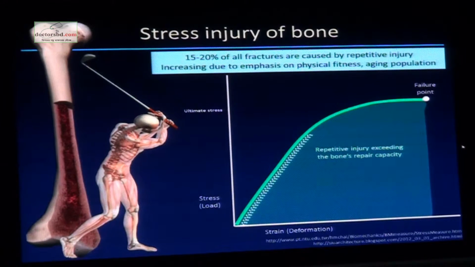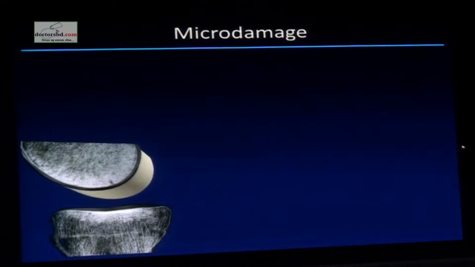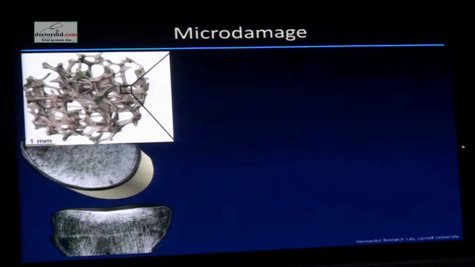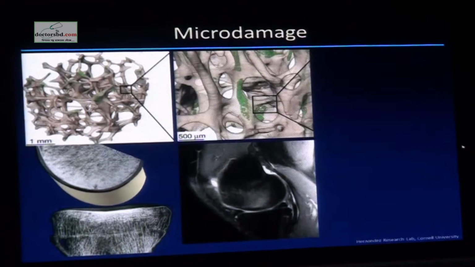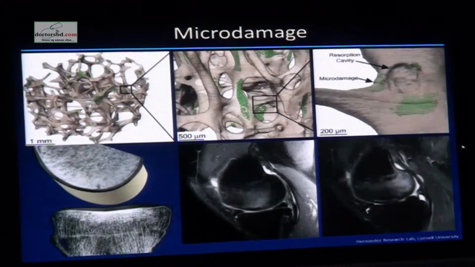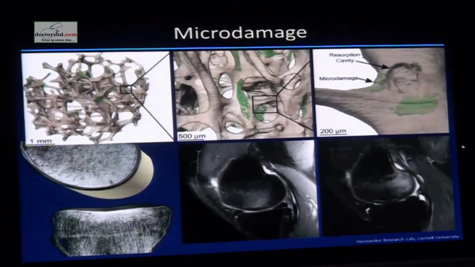In a stress injury, you have repeated episodes of micro-trauma that result in weakening of the bone, and the bone is unable to heal itself, and you eventually wind up actually lowering the failure point of the bone. We refer to this as micro damage. So micro damage takes place in the scale under 1 millimeter, in the range of 100 to 500 microns.